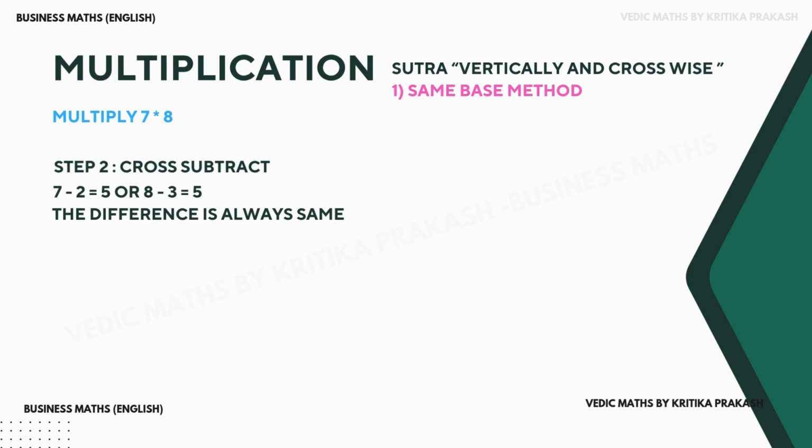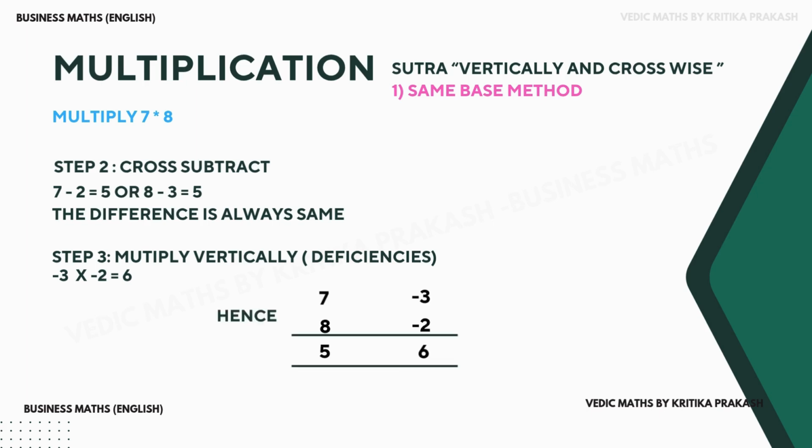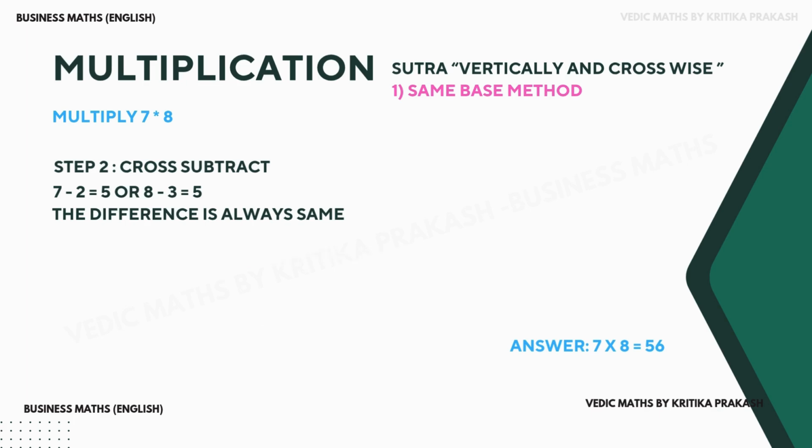Next step is we need to multiply vertically all the deficiencies that we have got. So we will multiply minus 3 into minus 2, which would give us the value 6. So the difference that we have calculated would go on the left side and the deficiencies multiplication would go on the right side. So step 2 would reflect on the left side and step 3 would reflect on the right side, which gives us the answer 7 into 8, which is 56.